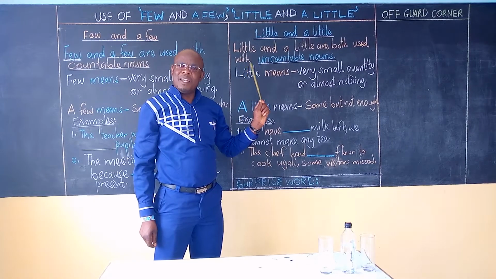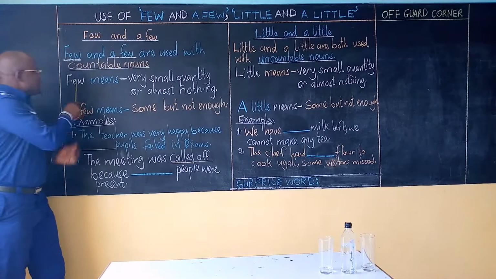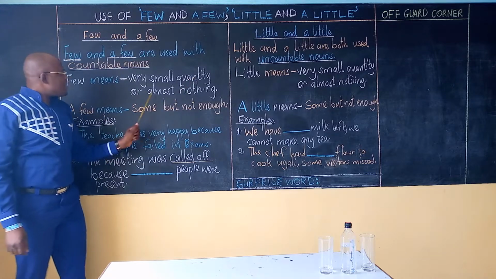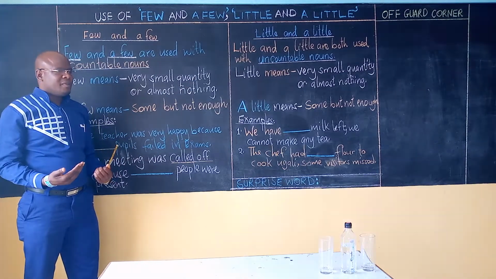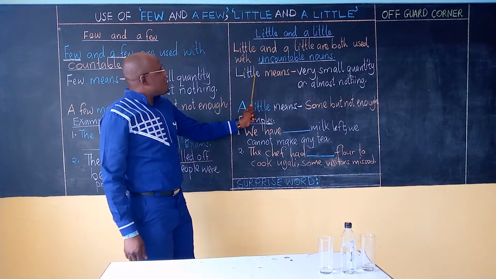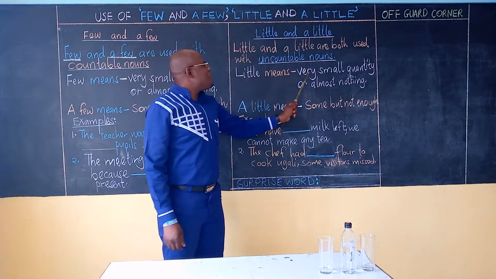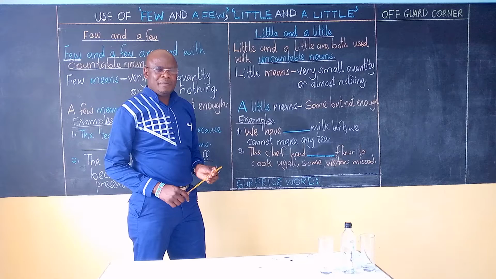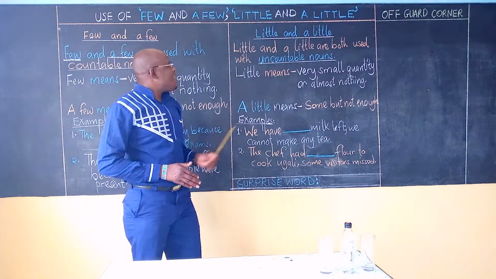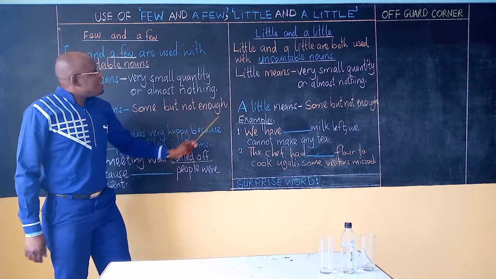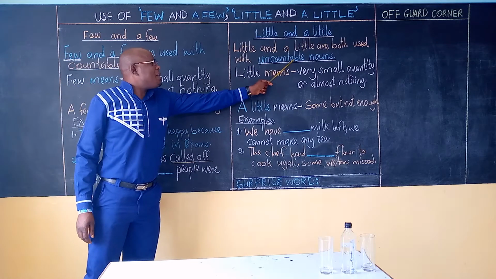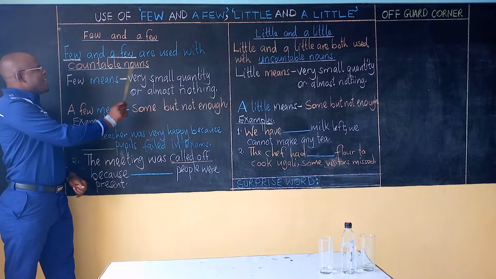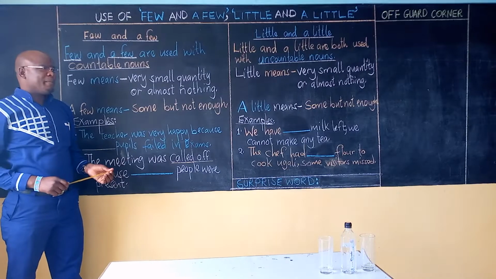How about the meanings? Few means very small quantity of something, or rather almost nothing. Look at the meaning of little. It means the same thing: very small quantity of something, or almost nothing. So what's the difference? The difference is that little is used with uncountable nouns only, whereas few is used with countable nouns only.